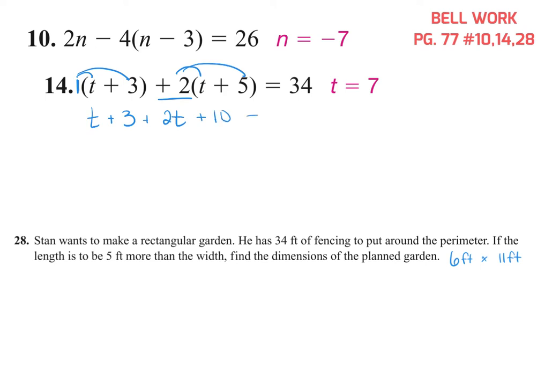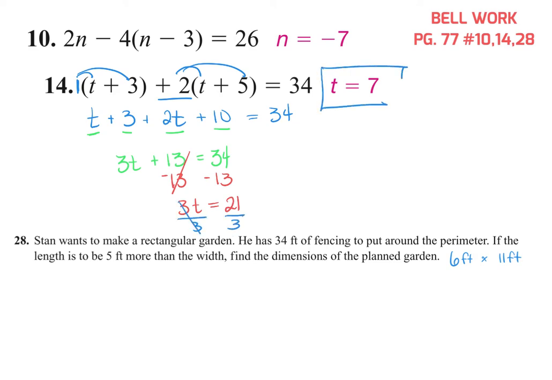All right, and that equals 34. And now we need to simplify the equation. We have 1 and 2, that gives us 3 t's. We have a 3 and a 10, that gives us 13. Then I'm going to subtract that 13 over. I have 3t equals 21, and then I'm going to divide by the 3, which is going to give me t equals 7.